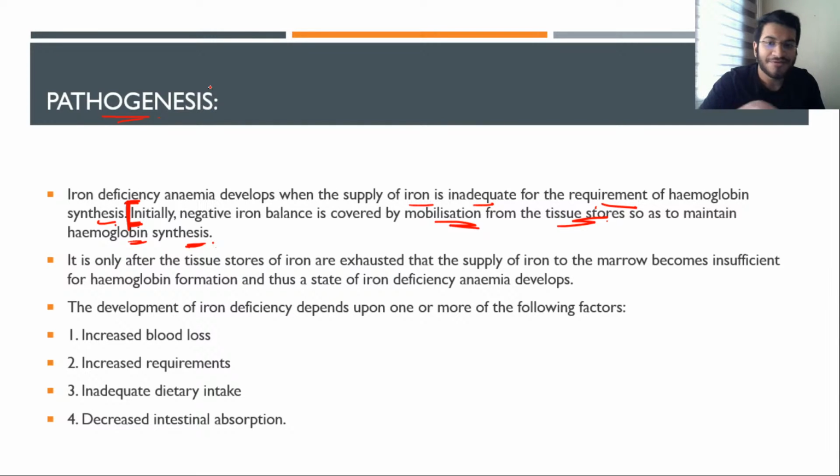It is only after the tissue stores of the iron are exhausted that the supply of iron to the marrow becomes insufficient for hemoglobin formation, and thus a state of iron deficiency anemia develops. So, first of all, if you are not having an active iron, then the stored iron will be utilized.